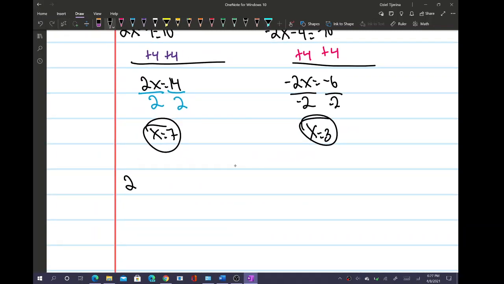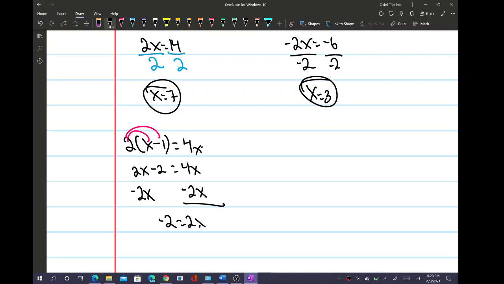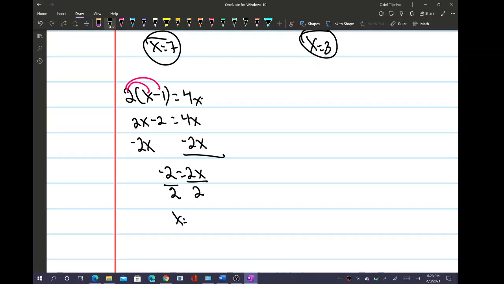Now let's say we had 2 times x minus 1 equals 4x, right? This would be 2x minus 2 equals 4x. So then you would subtract 2x on both sides. You would get negative 2 equals 2x. Divide by 2 on both sides, you would get x equals negative 1.